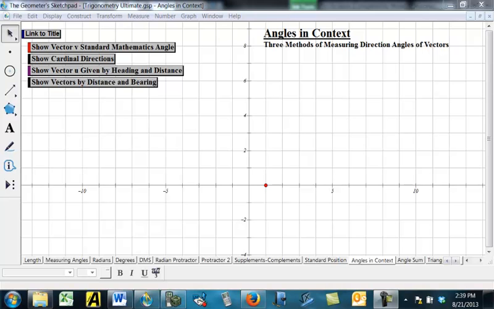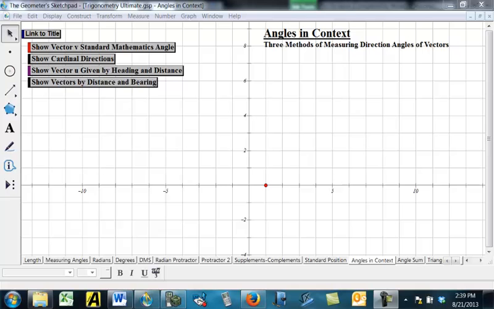This is Jack Jackson. In this video we'll be talking about angles in real-world context. Oftentimes when we're measuring angles in a real-world context, we'll impose some sort of coordinate system with the vertex of the angle at the origin of our system. Now, in many applications we have different ways of doing this.